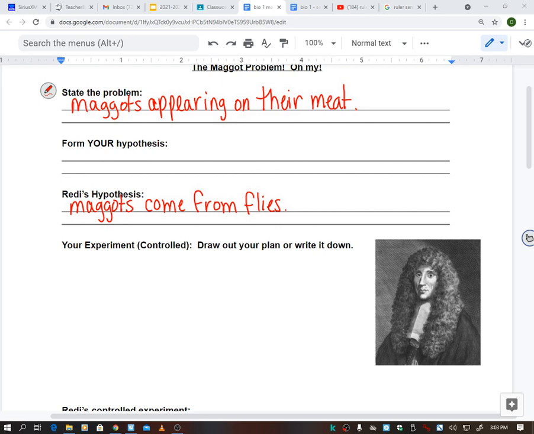So I asked the class to take about 5 to 10 minutes and to either draw how you would set up an experiment or maybe write down and tell me exactly how you would do an experiment. So if you want to go ahead and pause the video right now and try to think about how would you prove to somebody that maggots come from flies? If they're like, I have these maggots appearing on my meat, but I don't know where they're coming from, and you're like, it's a fly, how would you test that? How would you show them that it's flies? So go ahead and maybe pause the video because I'm going to go on and talk about what this scientist, what Redi said.